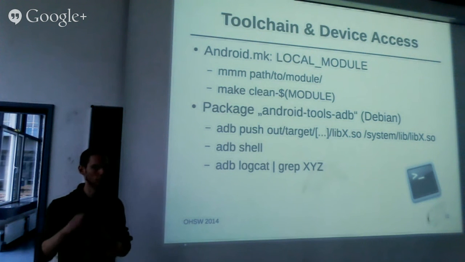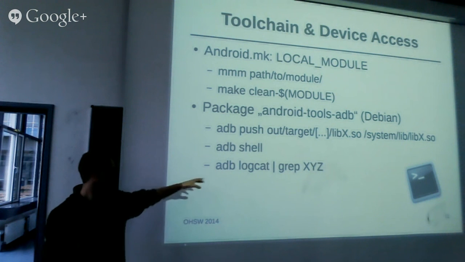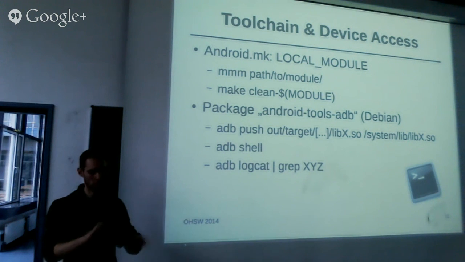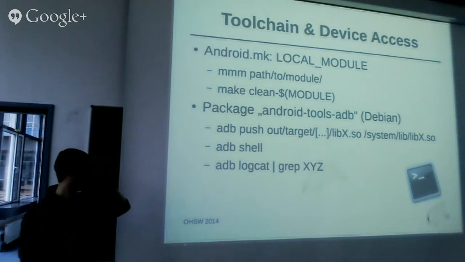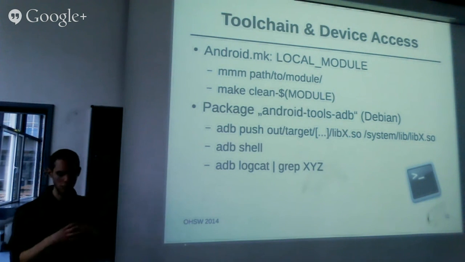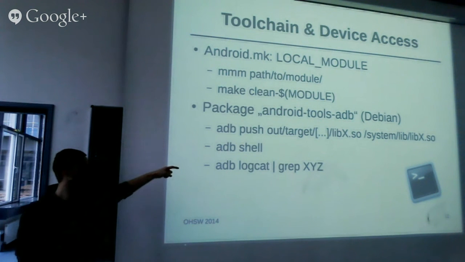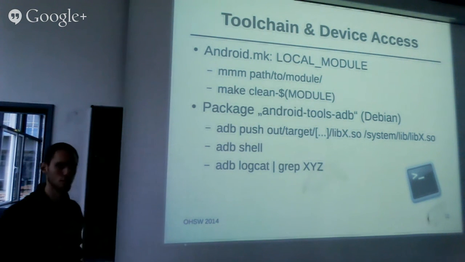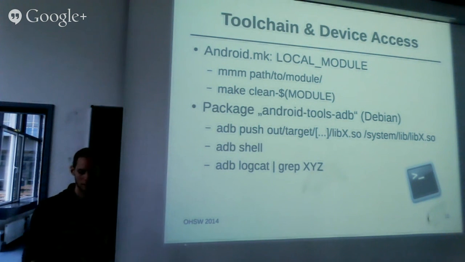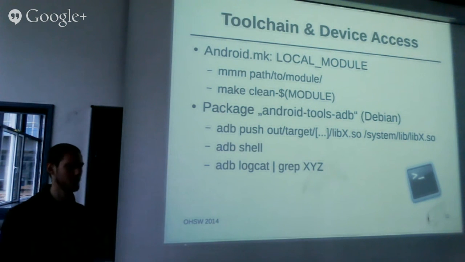So maybe you add some log command in the code, and then you can ADB logcat and grep for what you are looking for, like the message you put into the code, and then you can see if it worked or if it didn't work. And so this is basically the step. Once you have the toolchain set up, you can just compile the module, push it to your device, restart the service in a shell, and see what the log is and test it. And it's actually very easy to use and very nice once the big system is working.